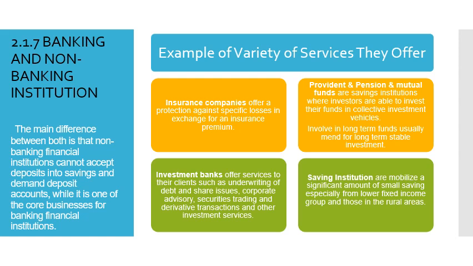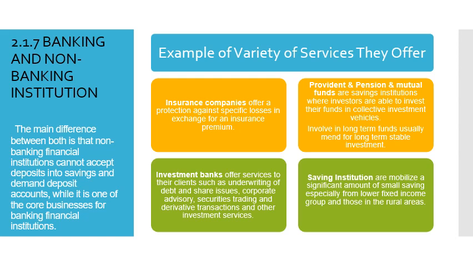Here I may summarize all the 13-point variety of services from the textbook into these 4 points. First is insurance companies. Insurance companies offer protection against specific loss in exchange for an insurance premium. Second is investment banks. Investment banks offer services to their clients such as underwriting of debt and share issues, corporate advisory, security trading, derivatives transactions, and other investment services.